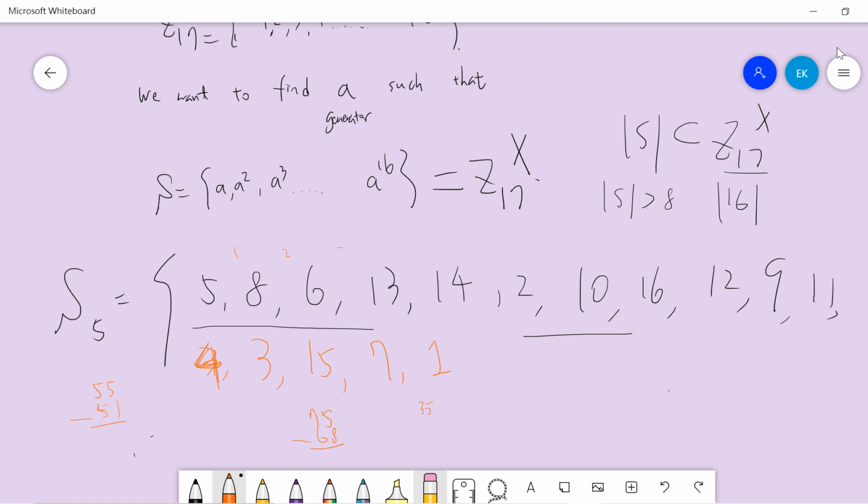So we have 1, 2, 3, 4, 5, 6, 7, 8, 9, 10, 11, 12, 13, 14, 15, 16. Yeah, so we have 16 numbers. So 5 is a generator.